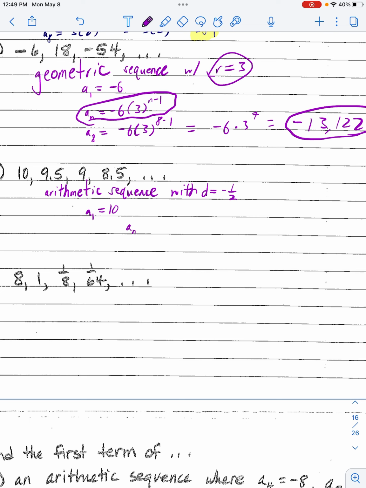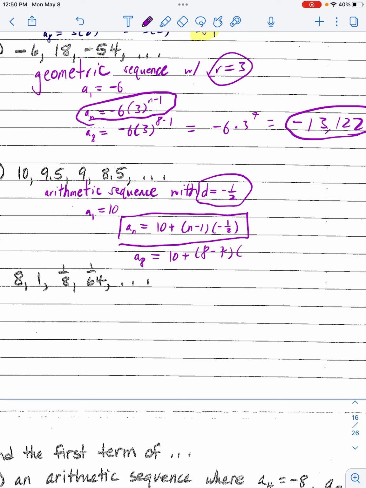So then a sub n equals 10 plus n minus 1 times negative 1 half, okay? So there's my common difference. I have my explicit formula for the nth term. The eighth term then, we just plug in 8 for n. All right, put that in your calculator.